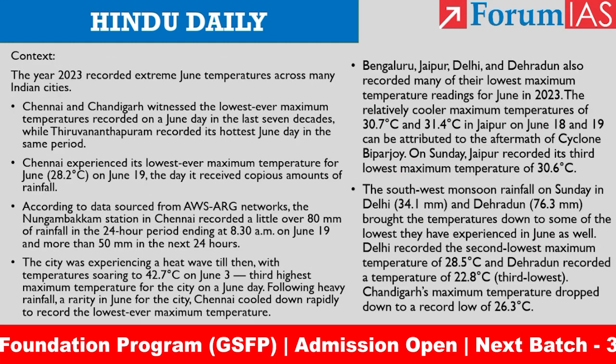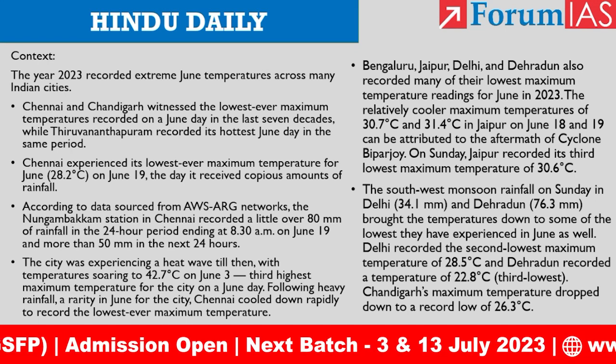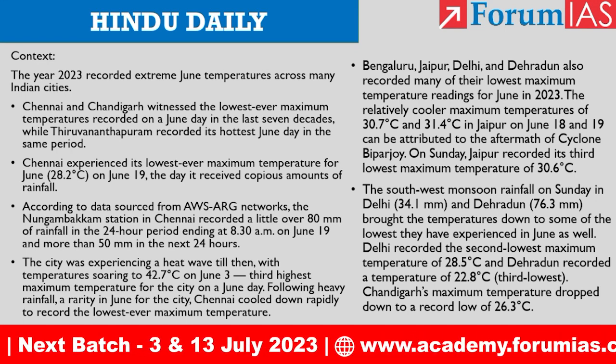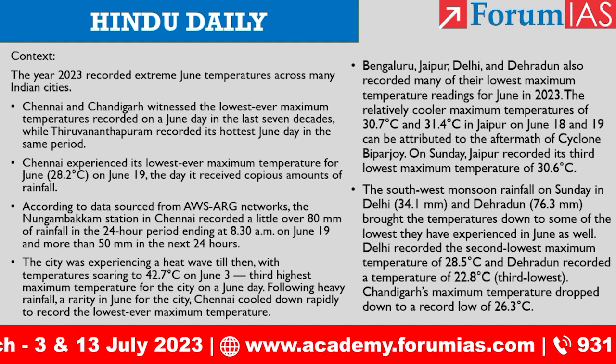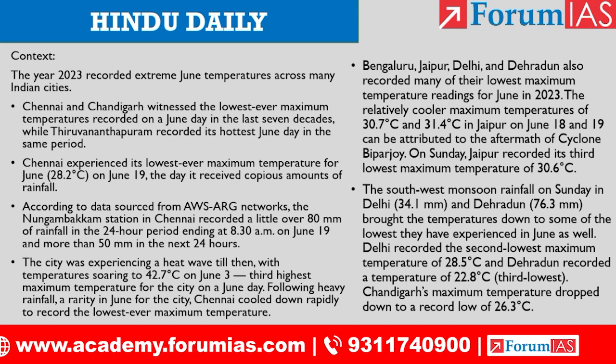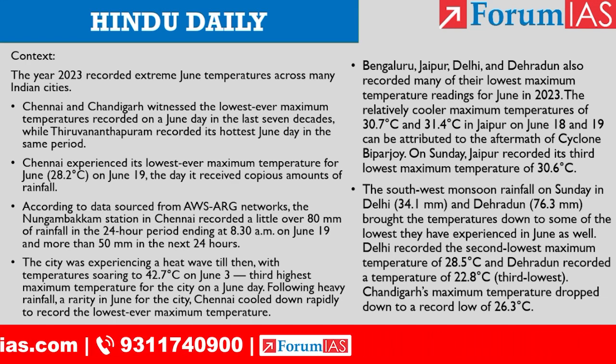Now let us move on to the next topic. This topic is about extremes in temperature in Indian cities. So what has happened in the year 2023? In June, we see there is an extreme change in temperatures. The first half of June was extremely hot, and then it suddenly became extremely cold. So we'll analyze the temperature of different cities in this article.